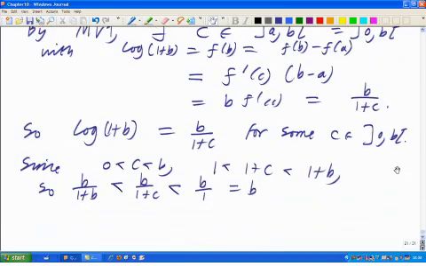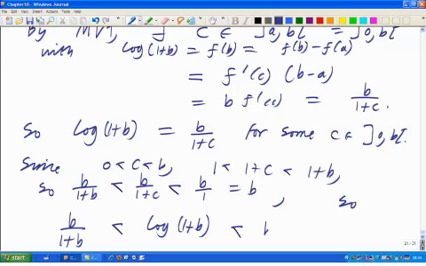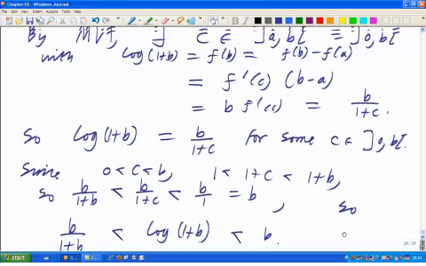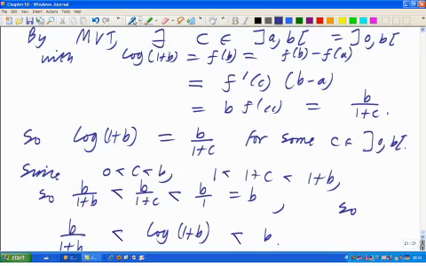And that gives, by above, b over 1 plus b is strictly smaller than log of 1 plus b, is strictly smaller than b, which I hope is what we were supposed to prove. Just b over 1 plus b is less than log of 1 plus b is less than b, which is exactly what we wanted. And that finishes that chapter. Any quick questions on that example?